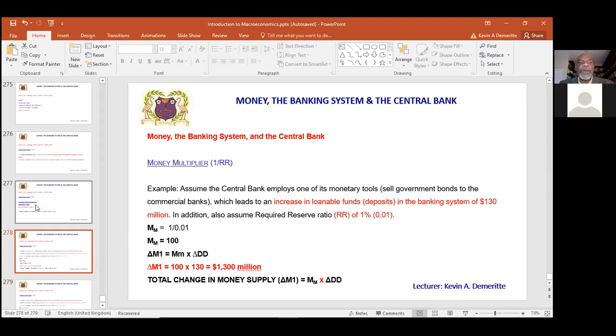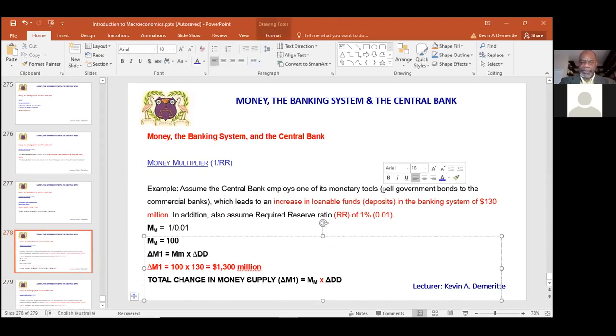Okay, let's work our way through an example, same way we did with the other multipliers. So let's assume for a moment that the central bank employs one of its monetary tools. In this case, they sell government... That should be buy, my apologies. I hope your note says the same. Right. Assume that a central bank employs one of its monetary tools.